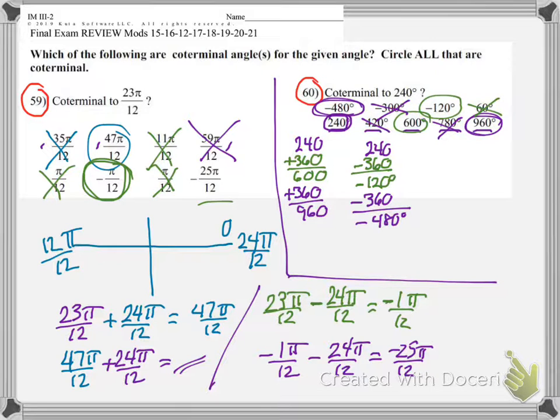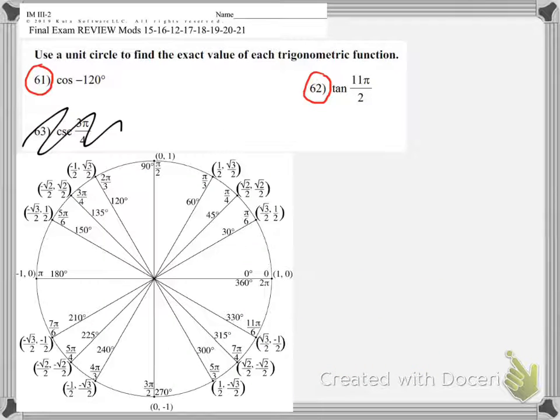Let's see if there's another problem here I need to do. Yeah, I think I need to do this section. Use a unit circle to find the exact value of each trigonometric function. And some of you turned in your final review, and all you wrote on there was, I used the wheel thing. Okay, even if you knew it was called a unit circle, that's not enough for me.